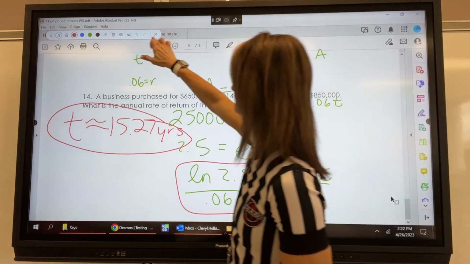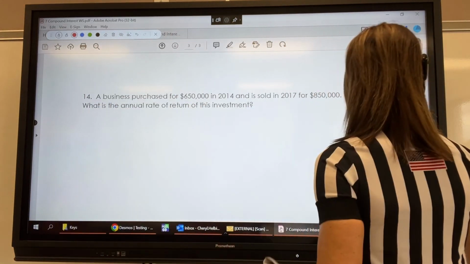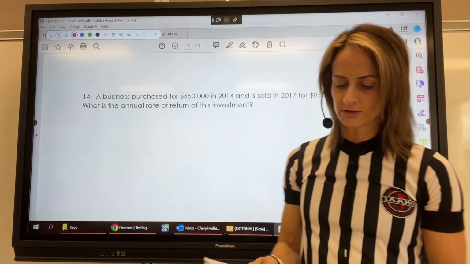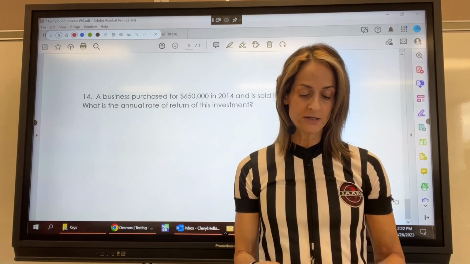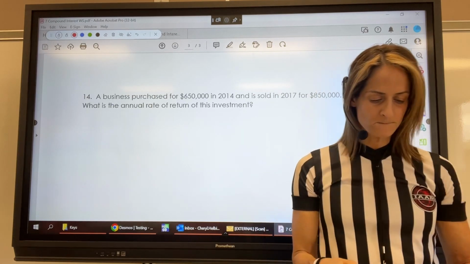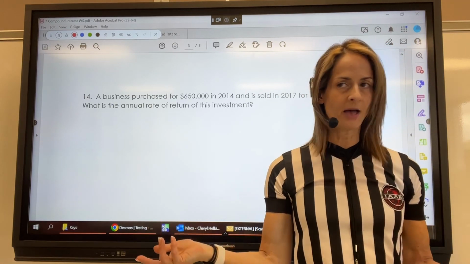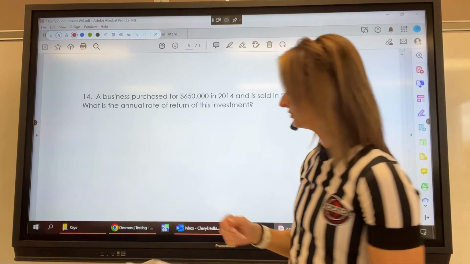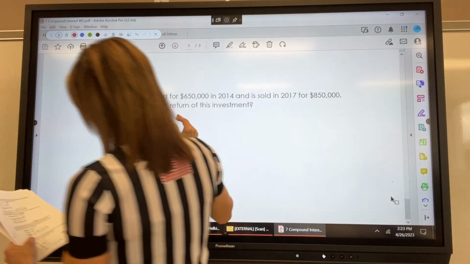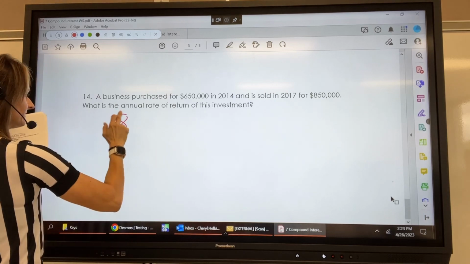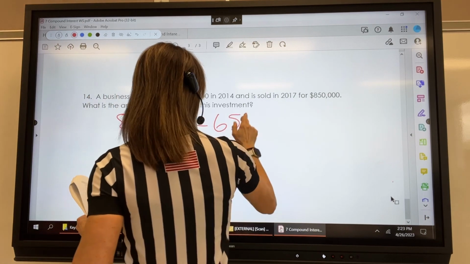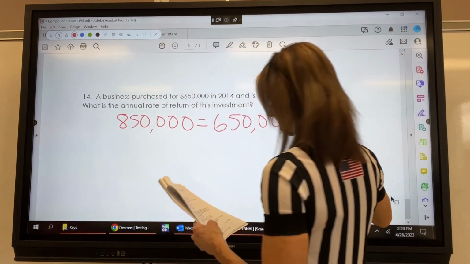Oh, I need to erase this. Okay, a business purchased for $650,000 in 2014 is sold in 2017, that's 3 years, for $850,000. What's the annual rate of return for this investment? They don't say compounded continuously, so we are going to go straight into our other formula, which also will be given to you. So we sold it for $850,000. Principal was $650,000.